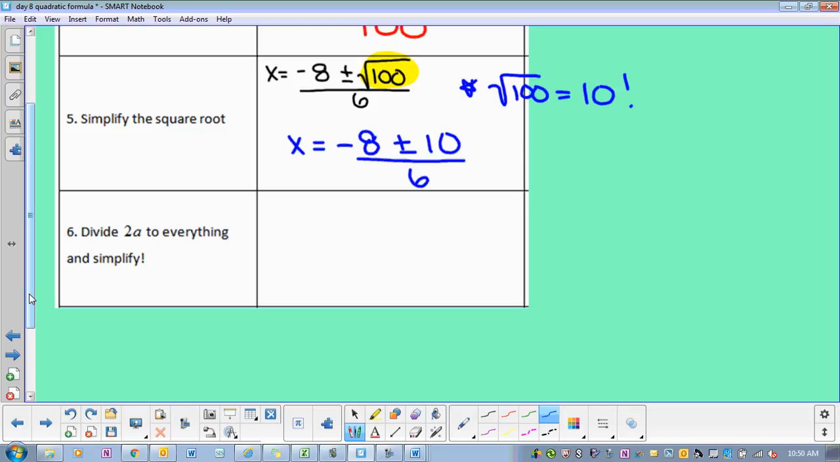Now, step 6 says divide 2a to everything and simplify. Well, you know what I mean by everything? It means we can actually break this guy up. So x equals -8 plus or minus 10 all over 6, which means this is over 6 and that is over 6. Does that make sense? All right. I like to break it apart there because it's so easy to simplify one and not the other one.